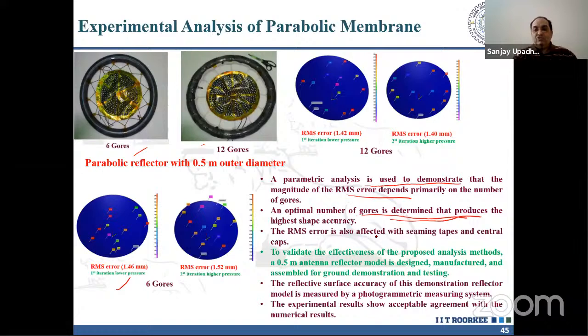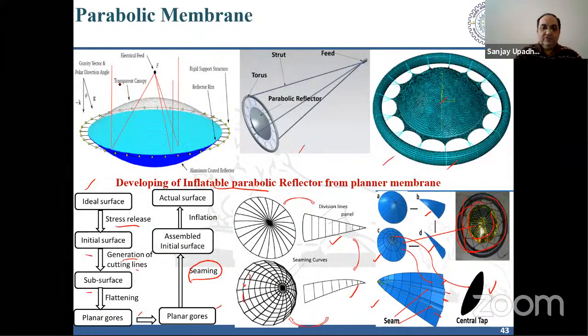The RMS is also affected by seaming tapes and the central cap. So the central cap, that means here, this is the central cap. If you see this part, with the help of this, all these gores we have to tape.